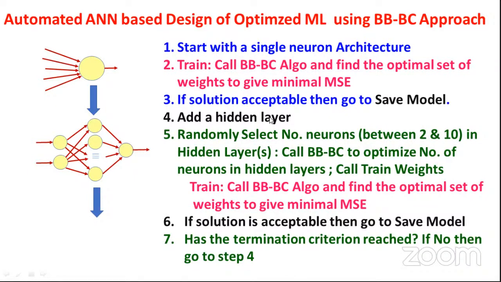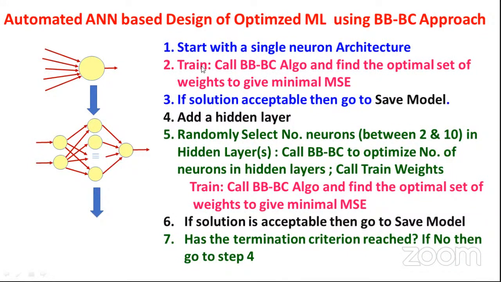After adding one hidden layer, you will tune up the neurons within that layer. You can execute a number of iterations there and tune the hidden neurons in that particular hidden layer. After tuning the neurons, if the solution is acceptable, then it's fine.